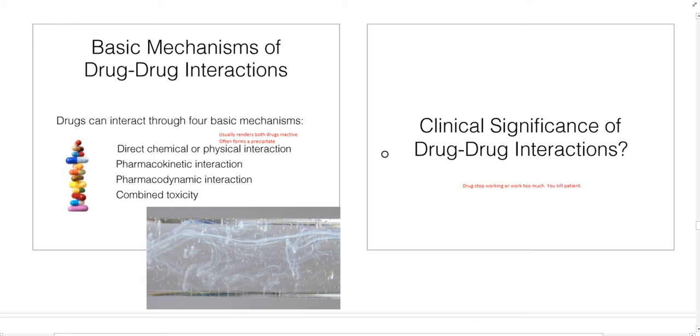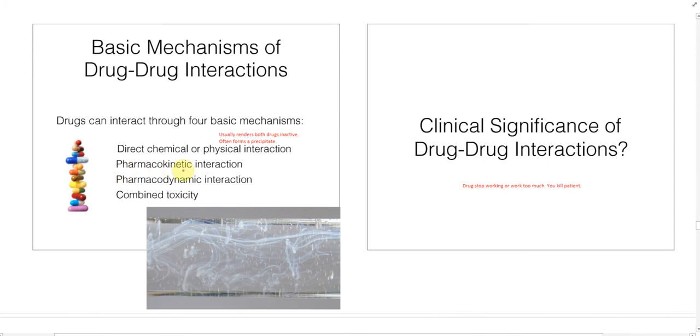Drugs, though, can interact through 4 basic mechanisms. I didn't really understand this completely. They can have a direct chemical or physical interaction, which normally renders both drugs inactive and can often form a precipitate. This is an example of a precipitate. This is an IV tubing, and this is a very large zoomed-in view of it. All of this is precipitate that has developed inside the tube from the 2 drugs interacting. These never go in patients. These are very, very bad. They will cause lots of damage.